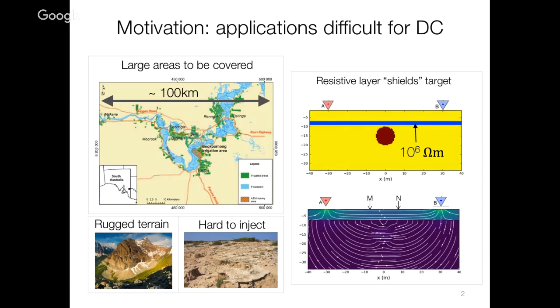So what's our motivation for looking at the DC? Well, there's places where it's difficult. Let's suppose we have large areas, 100 kilometers on the side. Here's the case we just talked about. We've got a resistor. Sometimes you just have rugged terrain, hard to inject currents. AC resistivity definitely has its place, but it's not a panacea.